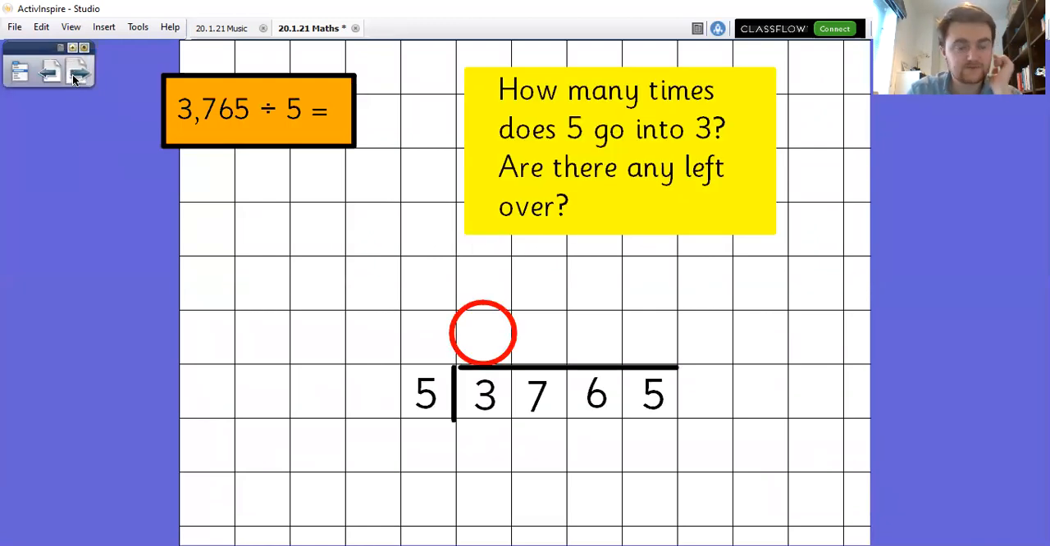Now, if I have a look over at our bust up method, then I can check that again. So 5 doesn't go into 3. So 5 times 0 is 0. And then the difference between 0 and 3 is 3. So the 3 gets carried across and the 0 goes up there. 5 goes into 37 7 times with 2 left over. 5 goes into 26 5 times with 1 left over, and 5 goes into 15 3 times. So use either of those methods, or use both if you feel more confident.